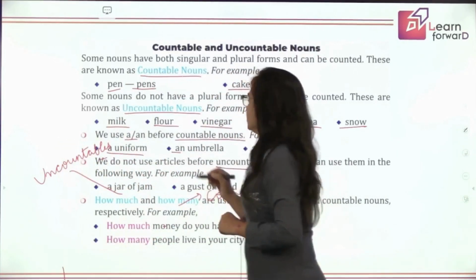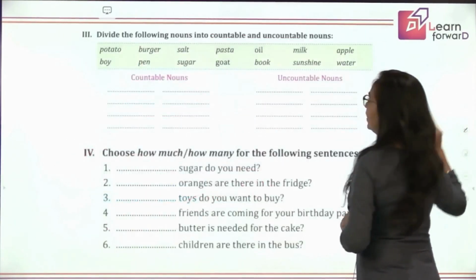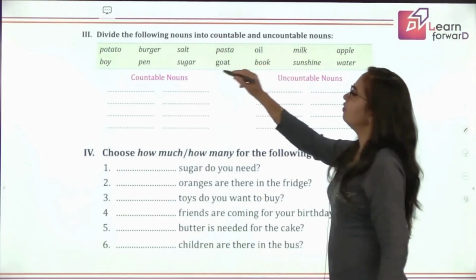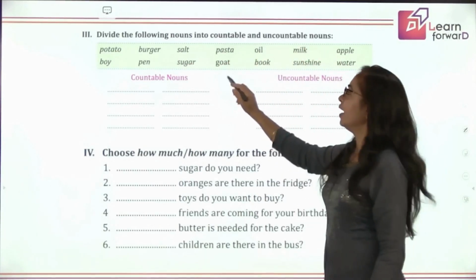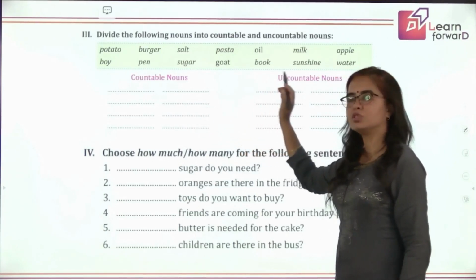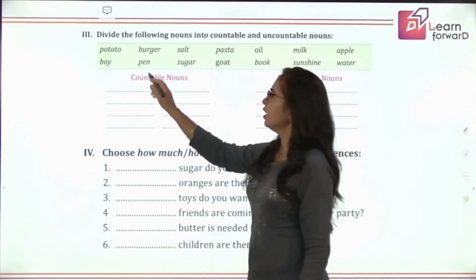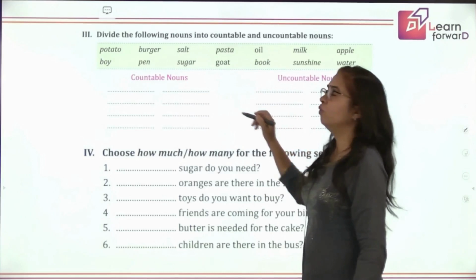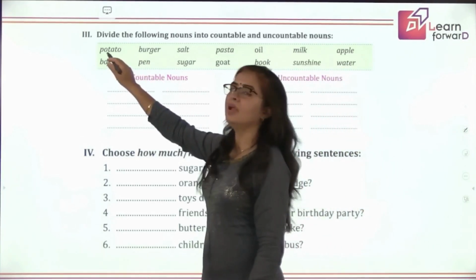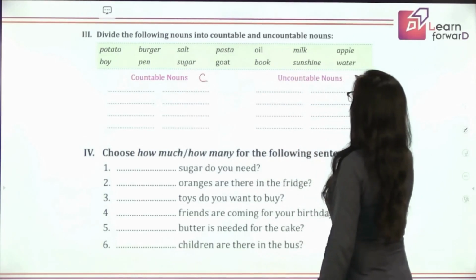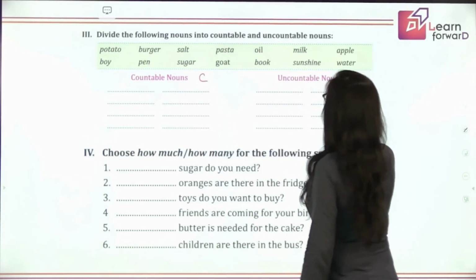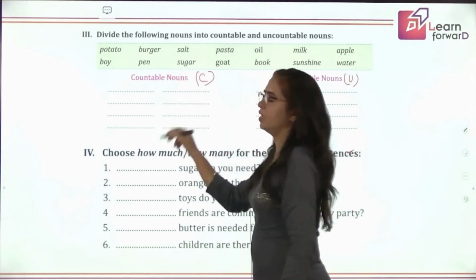Got it, students? Let's move ahead. So we have the following words here. All are nouns and you have to put them into countables and uncountables. So here you will have to write the names. We will just mark them here as C for countable nouns and U for uncountable nouns. So you can make the list here later, right?